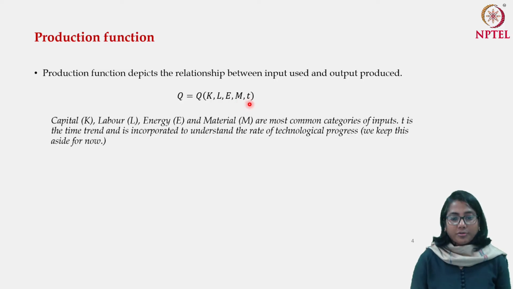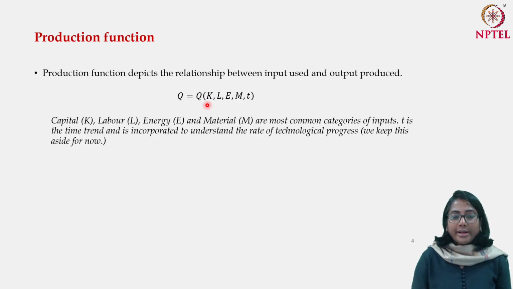So coming back to the role of T, T actually tries to capture the changing relationship between the inputs and output over time. Or in a way you can say T tries to capture the time trend, or T tries to capture the technological progress. So technology in this case, you don't have to conceptualize technology in the form of machinery, but technology actually identifies the relationship between input and output. So T captures the technological change as well. However, for the time being, we are going to keep this T aside and we'll deal with only the inputs.